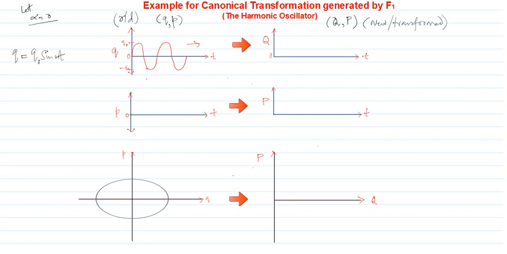Clear? Now the second graph, downwards at the bottom, is nothing but the variation of momentum of the harmonic oscillator with time in the original qp space. We have proved that p can be written as some p0 into cos omega t, because it will be m q dot, and sine becomes cos. So it is some p0 cos omega t, right? The graph is of course going to be a cosine graph, with its amplitude as p0, right?